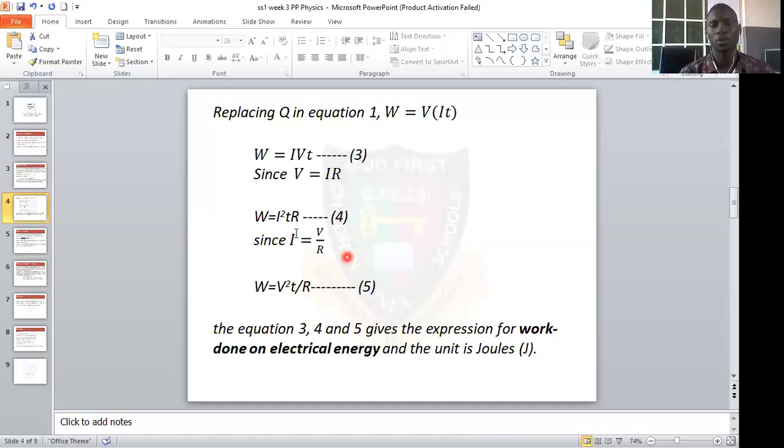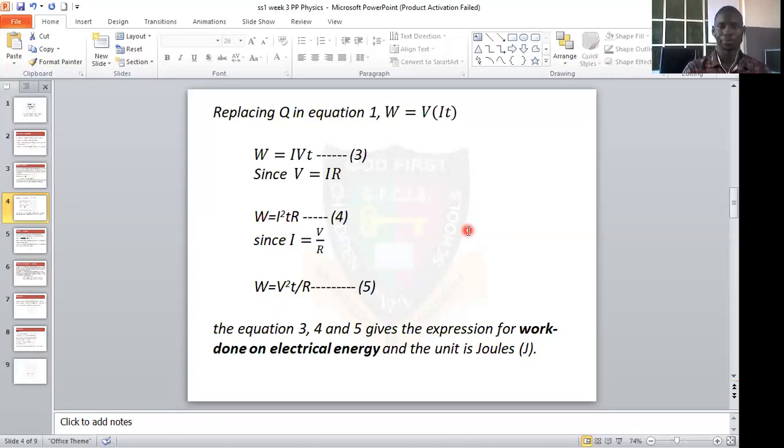Just replace I equals V over R. I equals V over R is coming from Ohm's law, that is make I the subject of formula by dividing both sides by R. You have I equals V over R. So putting in the expression, you have W equals V squared T over R. Notice that expression 3, expression 4, and expression 5 give the expression for work done or electrical energy, and the unit is joules. The unit of electrical energy is given as joules.